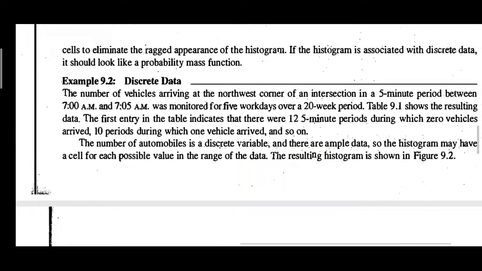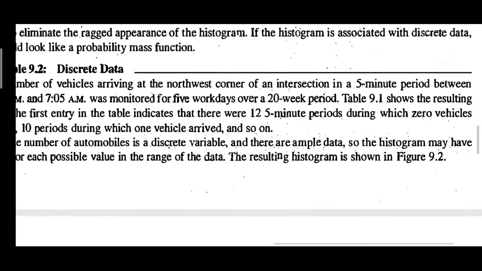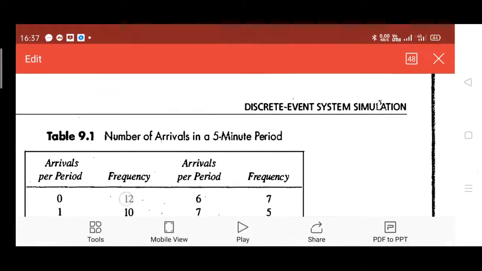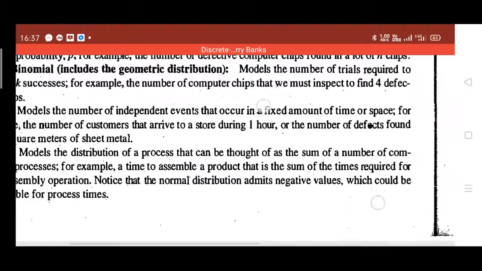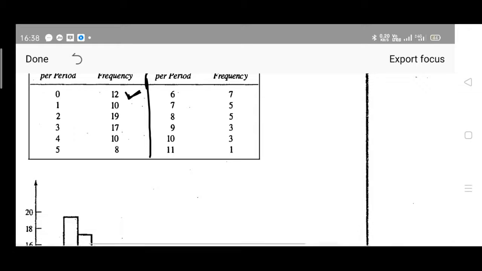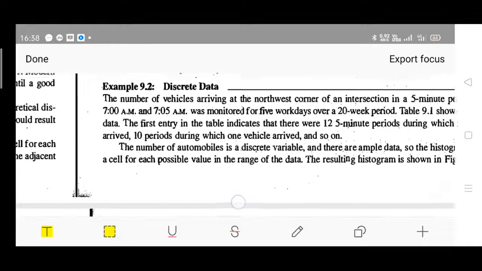Here are the contents of the table again. The first entry in the table indicates that there were 12. The first entry is this one, right? Check the pointer. See, this is the first entry, right? This portion is different, right? Fine. The first entry is what? Period is 0, frequency is 12. Try to understand the concept with the help of the statement.